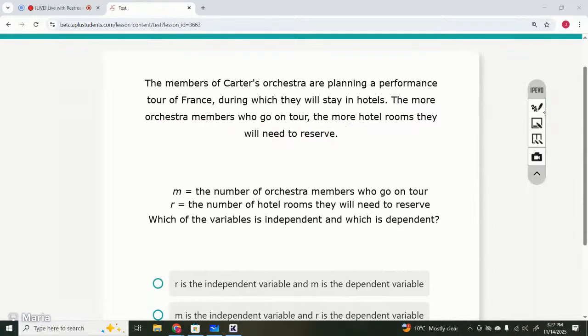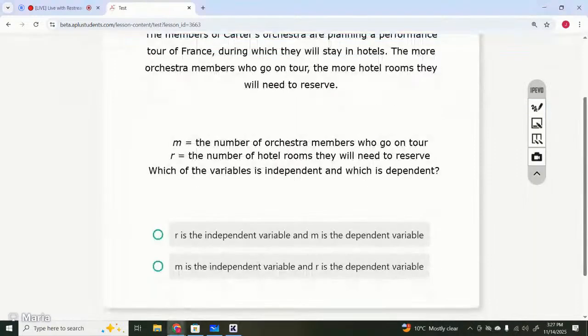So that means the number of members, M, is the independent variable and R is the dependent variable, right? The more rooms means the more.